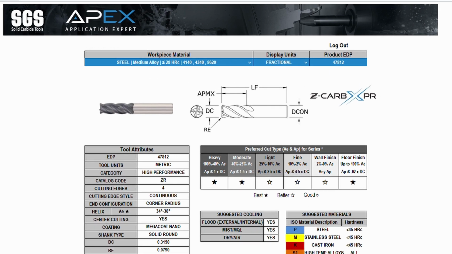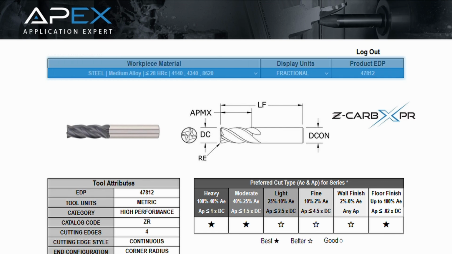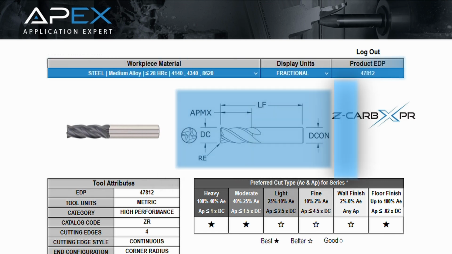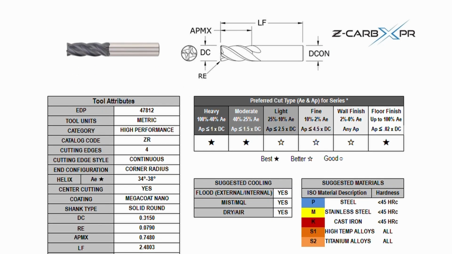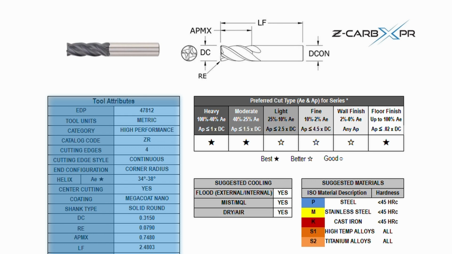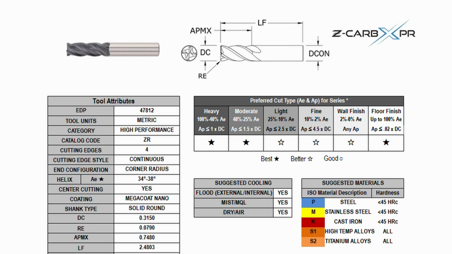On the top of the Apex milling page, you will see the parameters you entered on the previous screen, along with an image drawing and product series logo. Below the images, you'll see attributes and suggestions for the selected tool. 1. Tool attributes and dimensions. 2. The preferred cut type. 3. Suggested cooling. 4. Suggested materials.